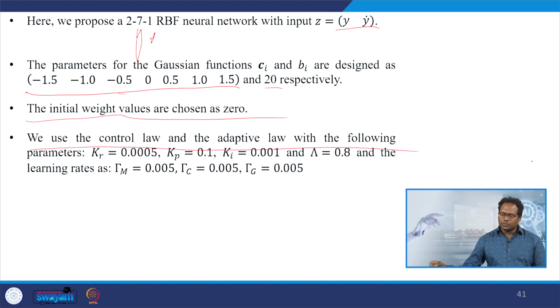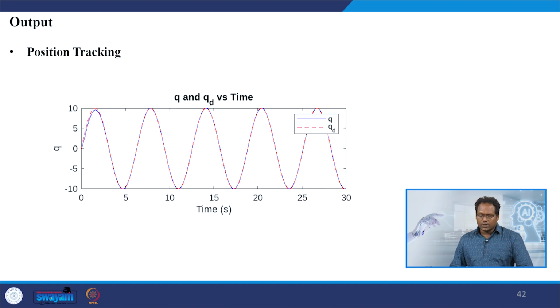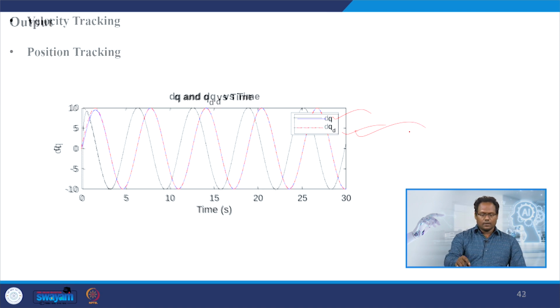We use the control law that is proposed and the adaptive law with the following parameters: Kr being 5 into 10 power minus 4, Kp being 0.1, Ki being 1 into 10 power minus 3 and lambda being 0.8, and the learning rates gamma m is 5 into 10 power minus 3, again gamma c being the same value, with gamma g being 5 into 10 power minus 3. With this we could get the single link manipulator to track the desired sine wave, where the joint angle from the network is Q and the desired joint angle is given by sine of t. That is the position trajectory.